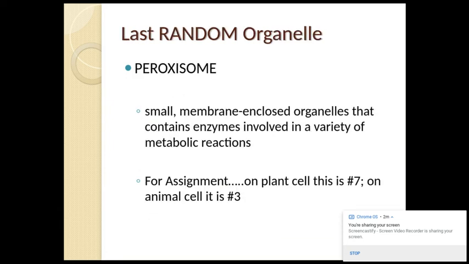One last random organelle is called a peroxisome. These are small little membrane organelles that contain enzymes. All right, and enzymes are super, super important for cell life and just humans and animals and plants. They help with every reaction in our body. So enzymes are super important. But a peroxisome is a small membrane organelle that contains enzymes that's going to be used in a lot of different reactions in our cells. All right? Do not worry about this.